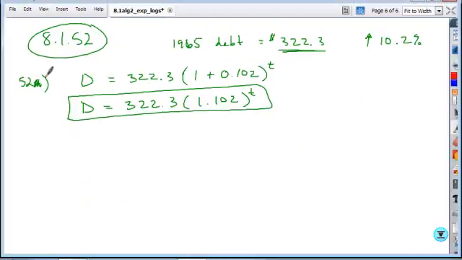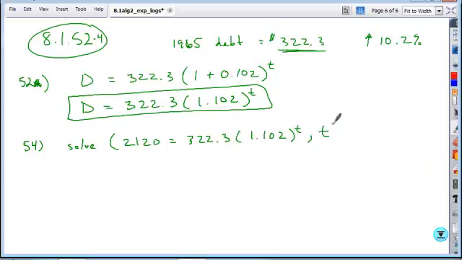The next one for this was 54, which was to estimate the year when the debt hit a specific value. Okay, so what we can do here is the given value is our D value. So we want to find t when D is equal to 2120. The easiest thing to do is to use the solve feature of your calculator and just plug in 2120 for our D value equals our equation, 322.3 times 1.102 to the t, and solve for t.